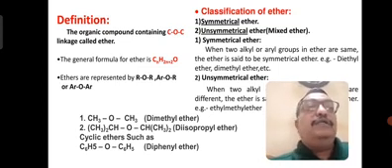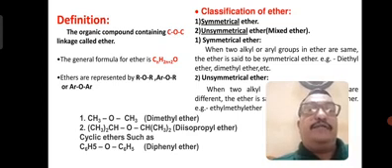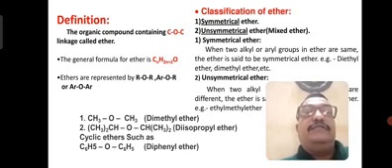All this you have learned in your PUC, but it's my duty to explain it. An example is dimethyl ether, CH3OCH3. Then isopropyl ether, that is (CH3)2CH-O-CH(CH3)2. So that is called diisopropyl ether.